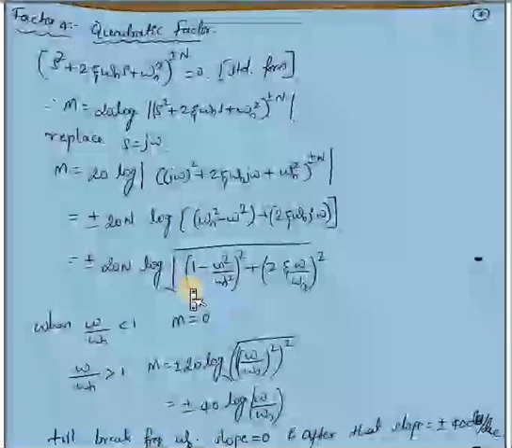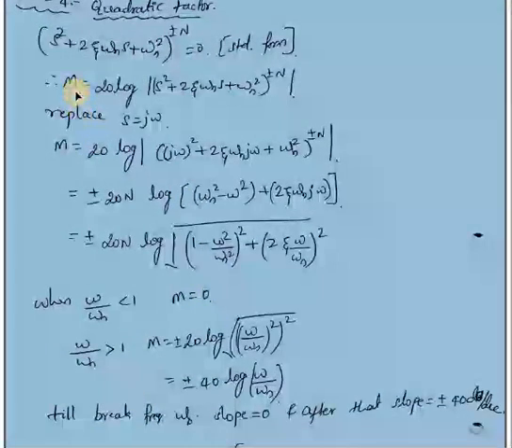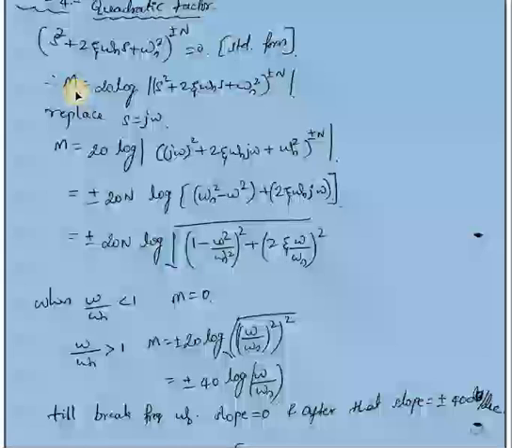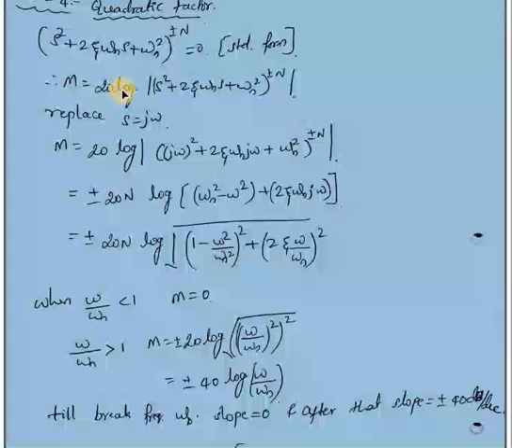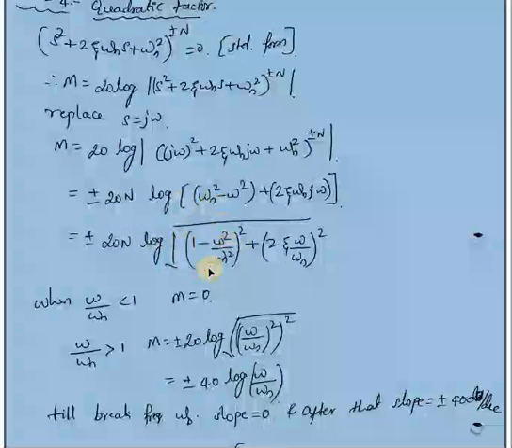Then the fourth one is a quadratic factor. That is, if the given term is in the form of s square plus 2 zeta omega n s plus omega n square raised to plus or minus n. This is the standard form. So for that the magnitude will be 20 log of that term, replacing s by j omega. If you simplify that, you will get M as 20n log of root of (1 minus omega square by omega n square) whole square plus (2 zeta omega by omega n) whole square.